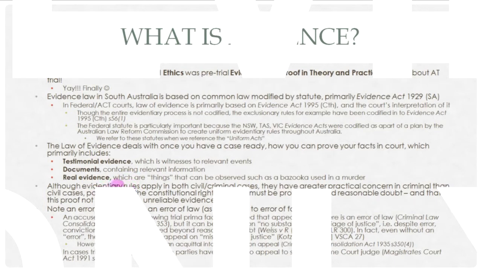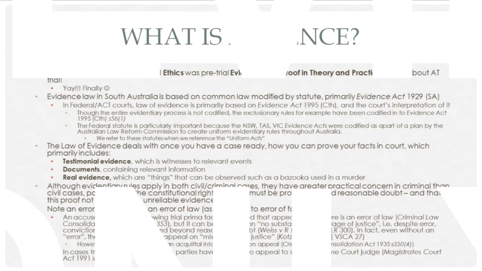Although evidentiary rules apply in both civil and criminal cases, they have greater practical concern in criminal than civil matters. The reason it matters more in criminal than civil is partly due to the constitutional right that guilt must be proved beyond reasonable doubt, and this proof must not be based on unreliable evidence. Note that an error of evidence is an error of law as opposed to an error of fact. So an accused convicted following trial is, prima facie, on the face, allowed to appeal where there is an error of law. Usually a convicted person will be allowed to appeal.